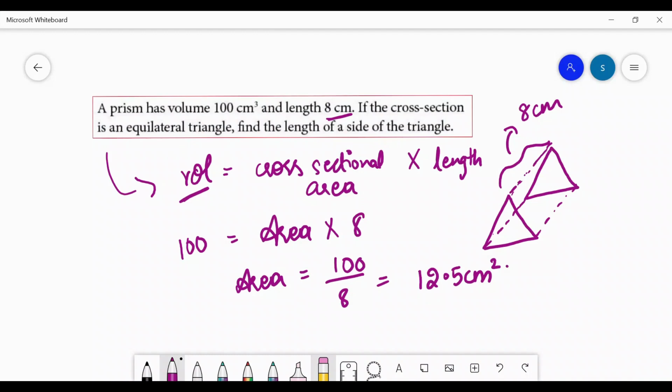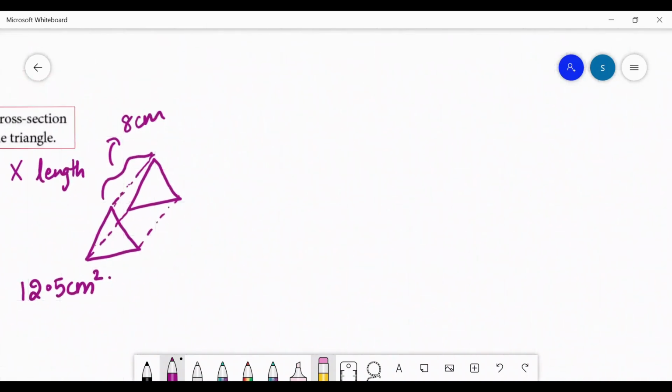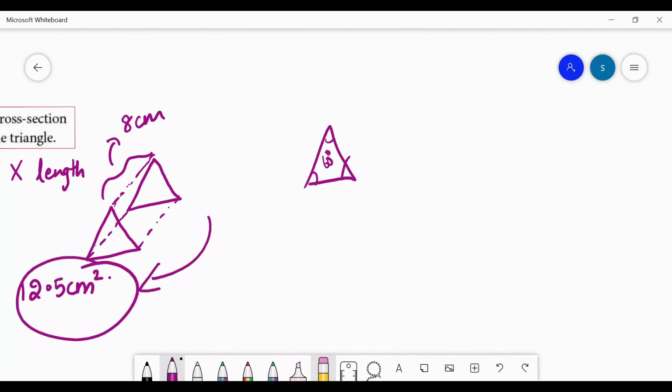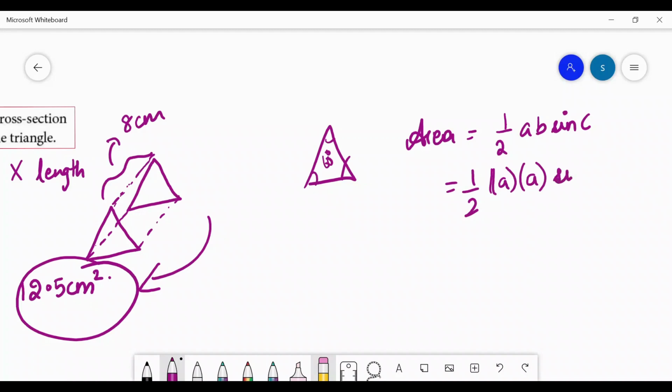Now they've told you that the cross-sectional area is an equilateral triangle, and you need to find the length of the side. So let's just draw the diagram here. This is an equilateral triangle, so every angle is going to be 60 degrees. And we also know the area, we just found it. So area of a triangle is equal to half AB sine C, which is equal to half, I'm just going to write A because they're equal in measure, sine 60 degrees, and this is going to be equal to 12.5.